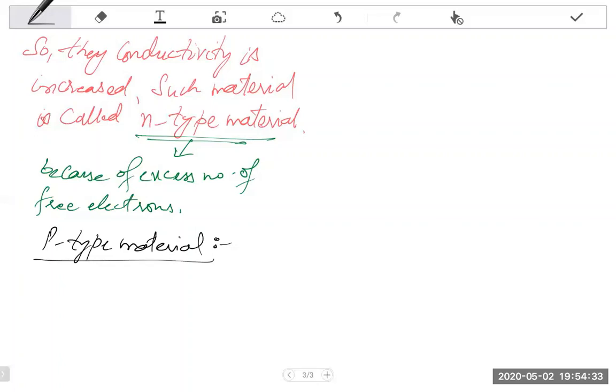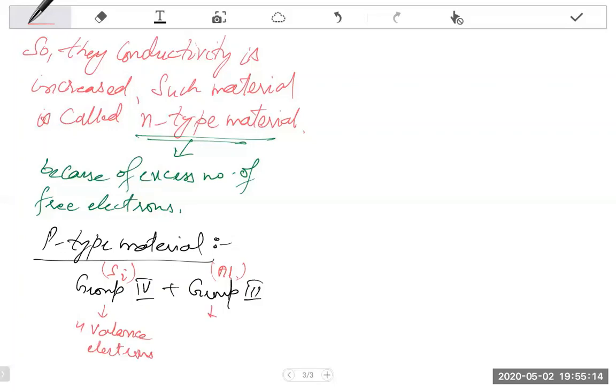how is p-type material made? Group 4 with group 3. Group 4, for example, is carbon or silicon or germanium, whatever you take. Most of the time silicon is used, sometimes germanium is used, and aluminium like that. So silicon has 4 valence electrons. Aluminium has 3 valence electrons. 4 plus 3 is 7. Here we have a deficiency of one electron.